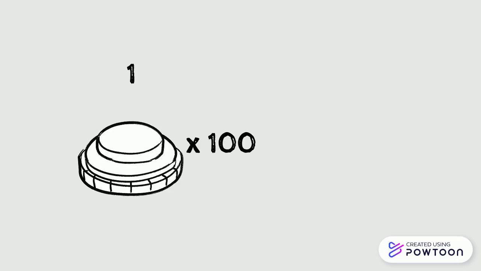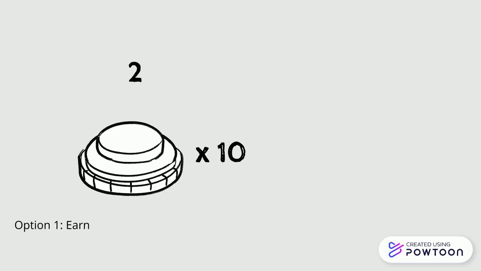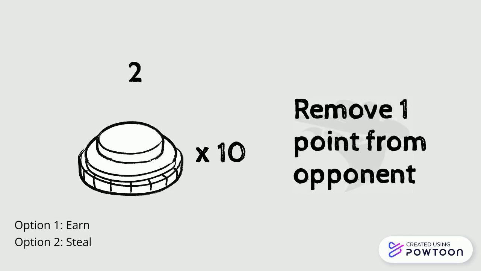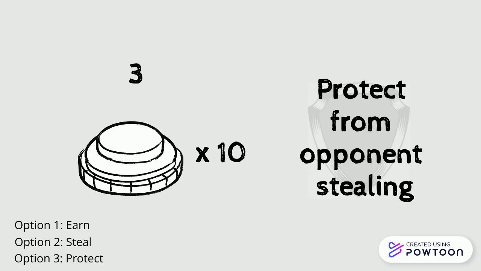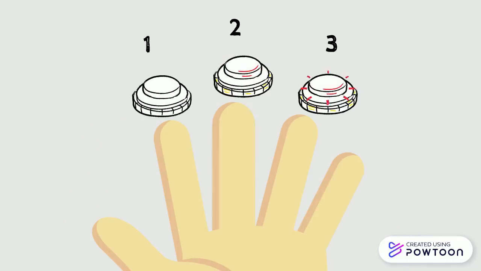Pressing option 1 100 consecutive times will earn them 1 point. Pressing option 2 10 consecutive times will remove a point from the opponent. Pressing option 3 10 consecutive times will protect the participant from the opponent stealing a point. Options 1, 2, and 3 correspond to the index, middle, and ring finger keys on your right hand respectively.